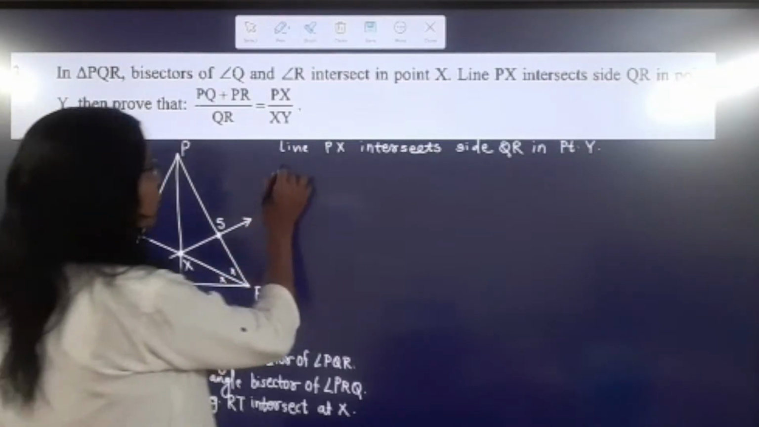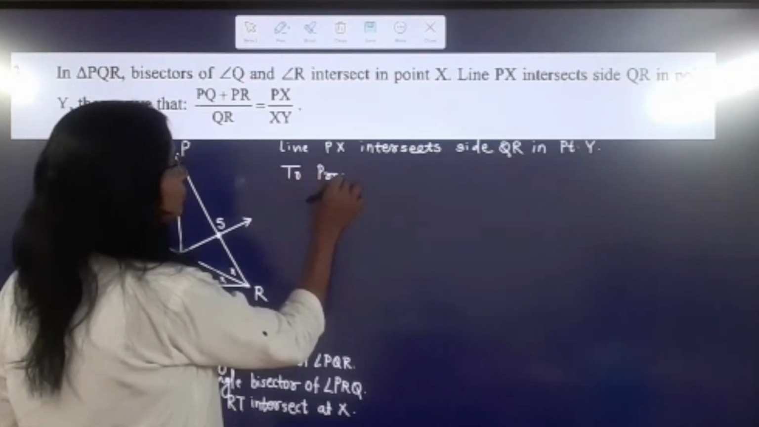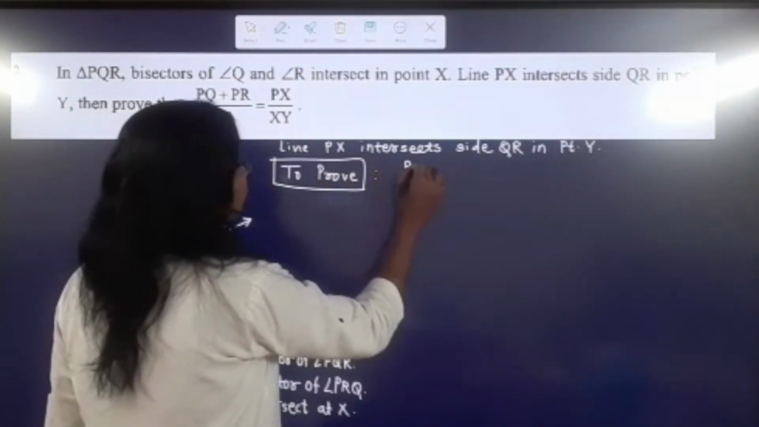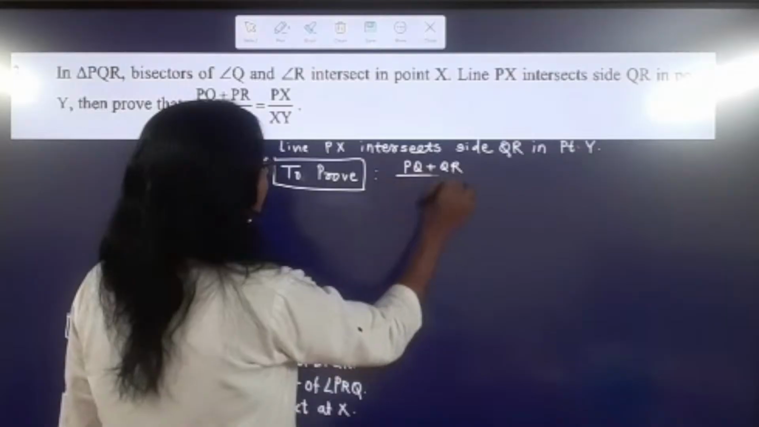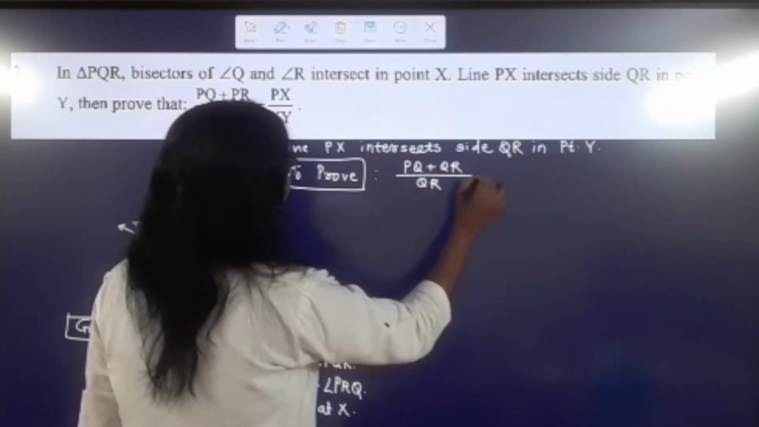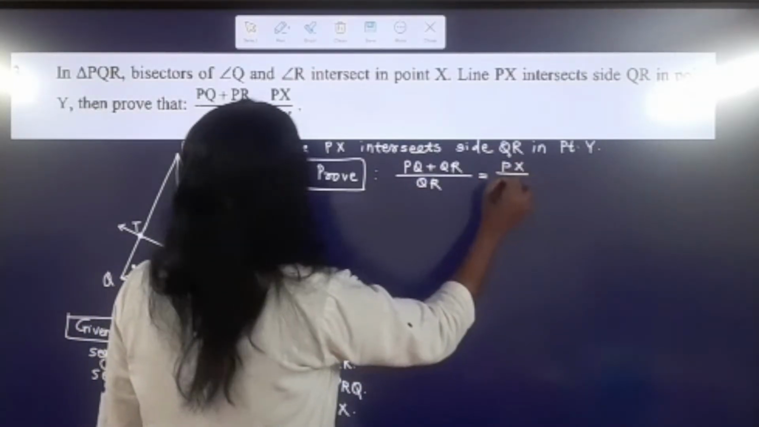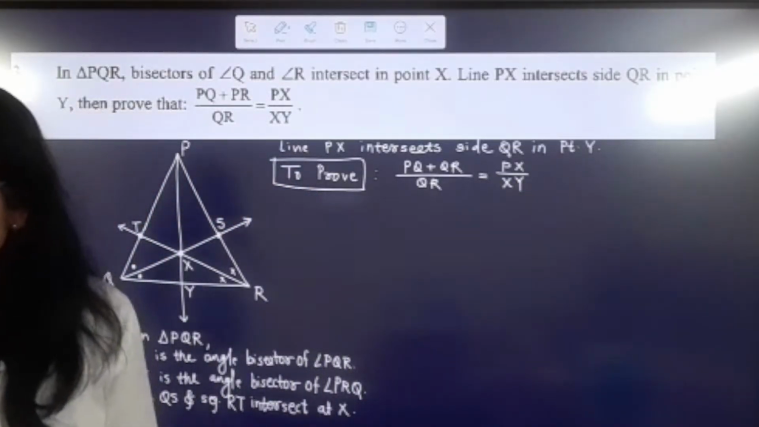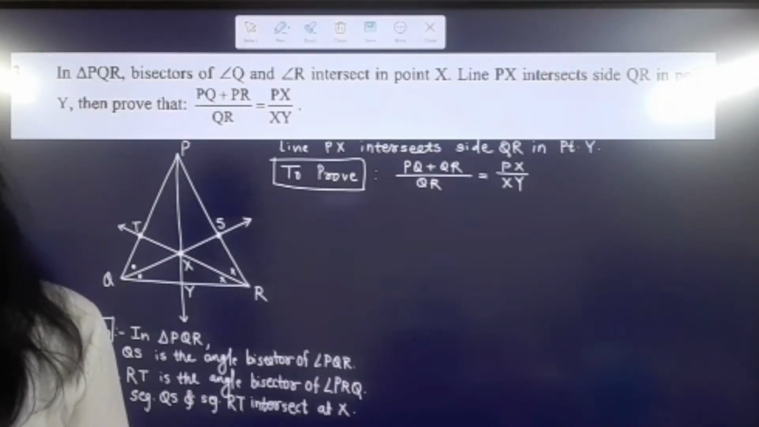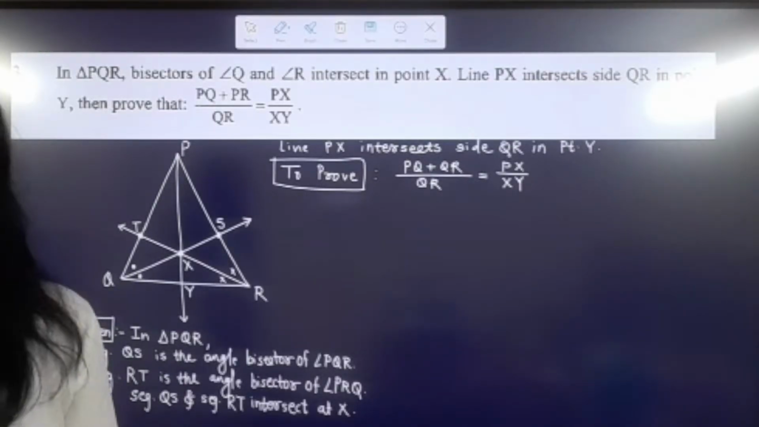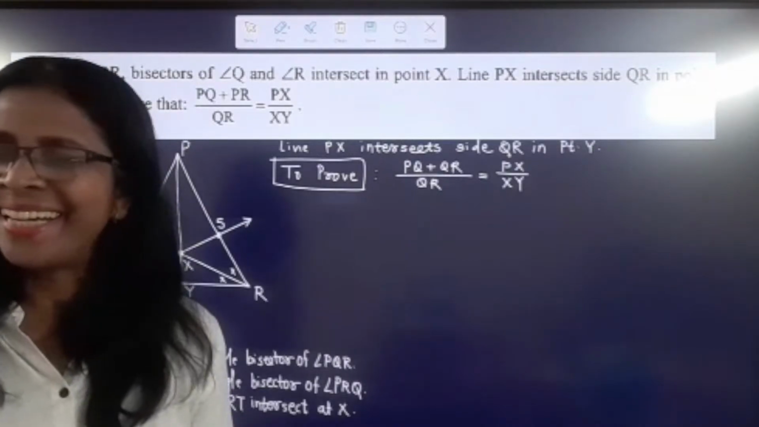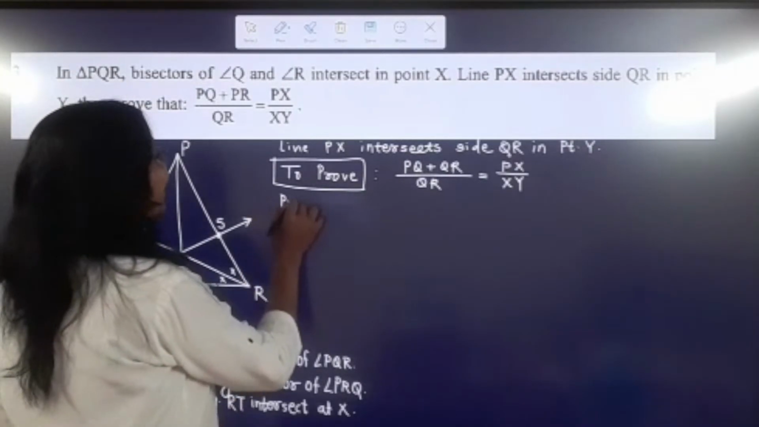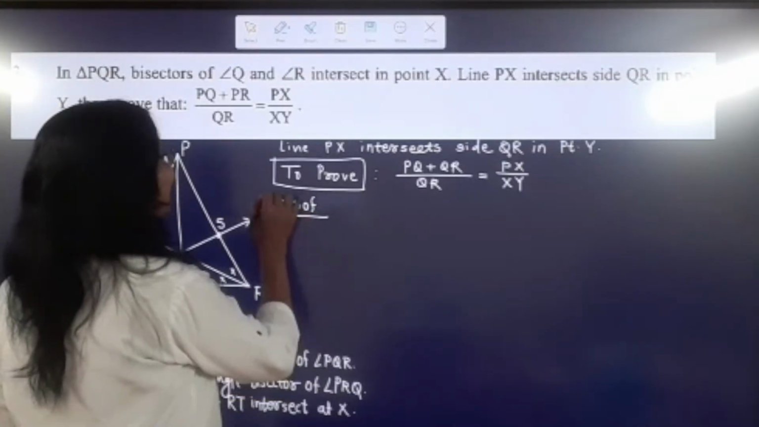Then here to prove, write down to prove. So to prove is that PQ plus PR upon QR is equal to PX upon XY. Okay, and then here, students, write down the proof. Okay, then write down the proof. Okay, students. Then here proof. I forgot which term comes after to prove.